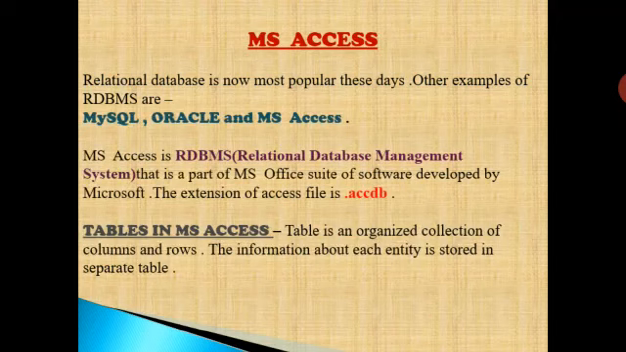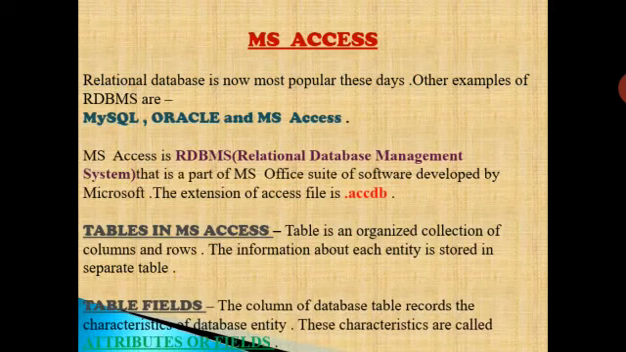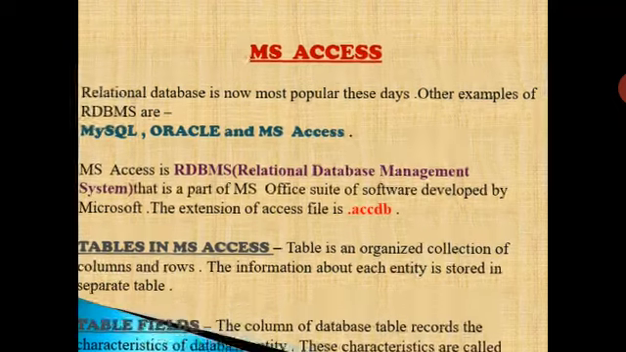Tables in MS Access. A table is an organized collection of columns and rows. The information about each entity is stored in a separate table. Table fields are the columns of the database. They record the characteristics of a database entity. These characteristics are called attributes or fields.